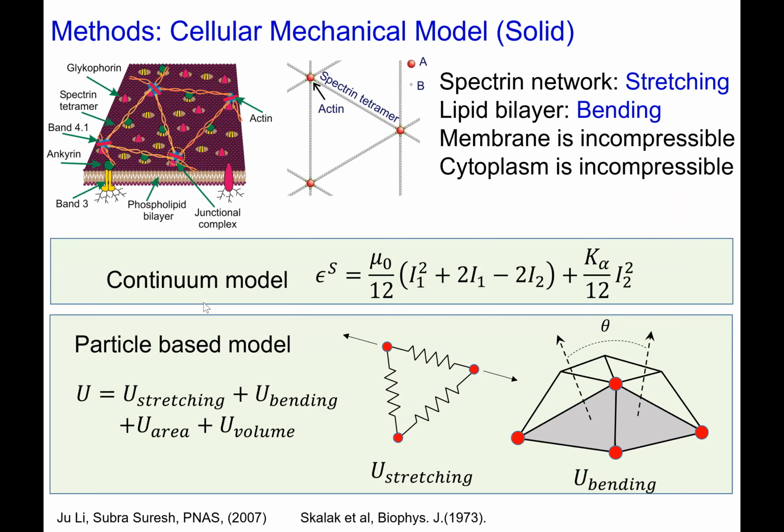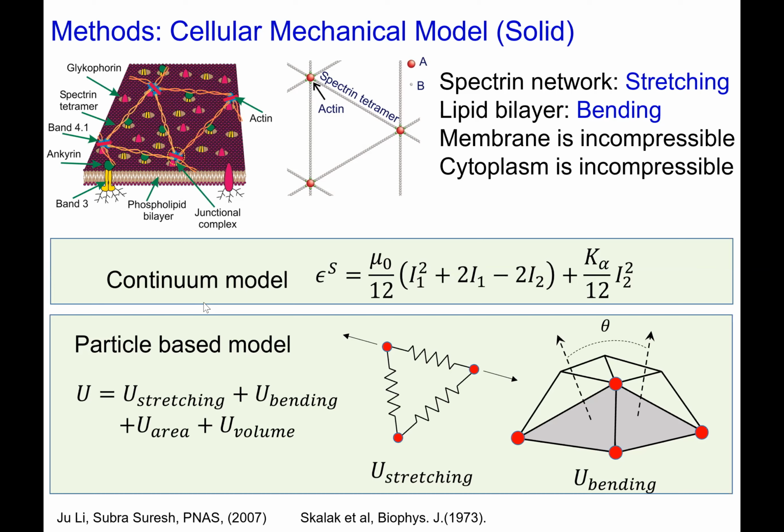And then at the same time, we consider the bending resistance from the lipid bilayer. So we have a bending potential applied to the membrane. And because during the deformation, the cell membrane as well as the cytoplasm is relatively incompressible, we added 2 extra potentials related to the total surface area of the membrane as well as the volume of the membrane.